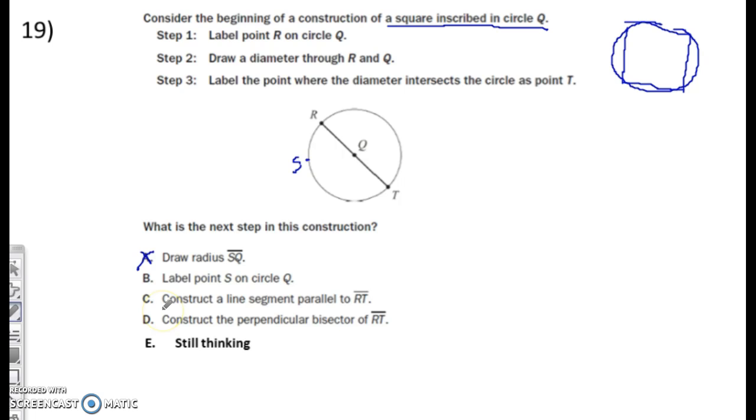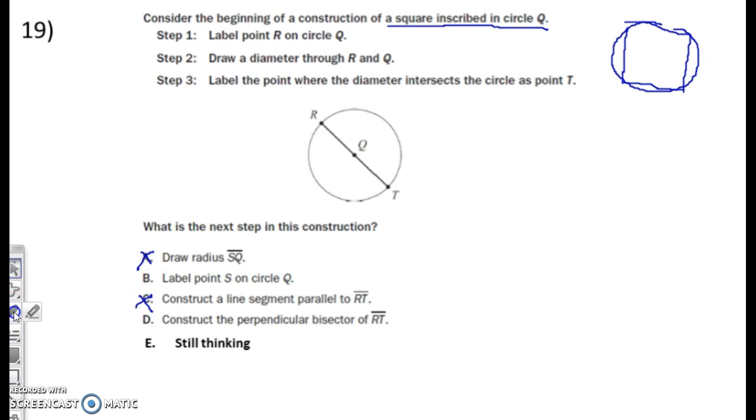All right, the next one says construct a line parallel to RT. Well, if we have a line parallel to RT, I don't see how that's going to help us create a square. So that's going to go away. And then the next one, let me get rid of my chicken scratch so far.